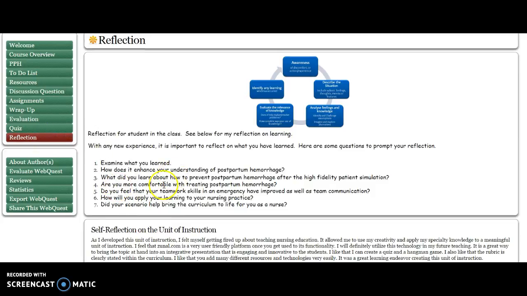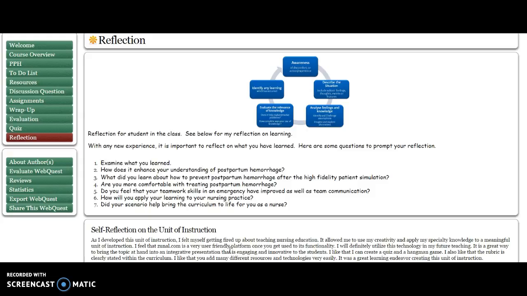Again, in the student reflection, you asked, did your scenario help bring the curriculum to life for you as a nurse? Those are some great questions. I see you added your self-reflection on the unit of instruction.